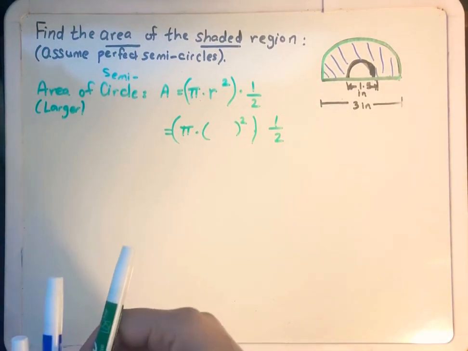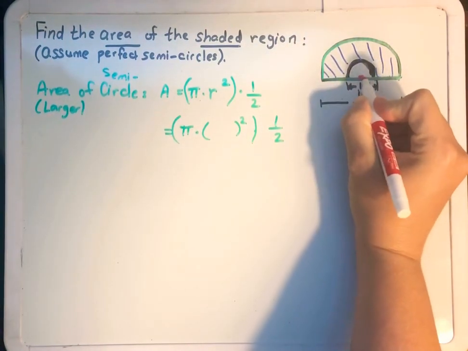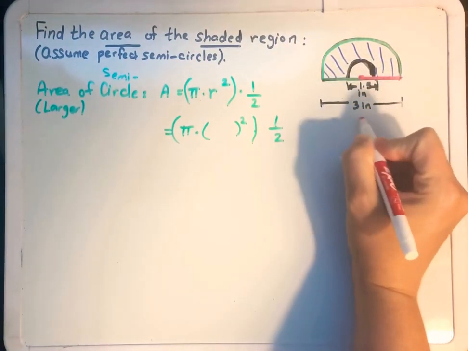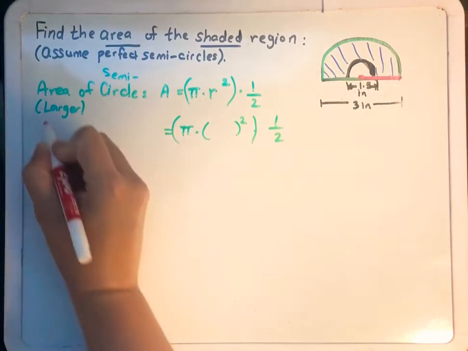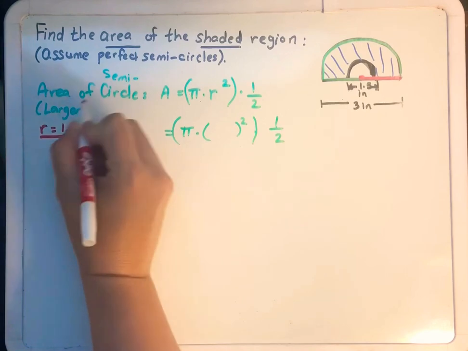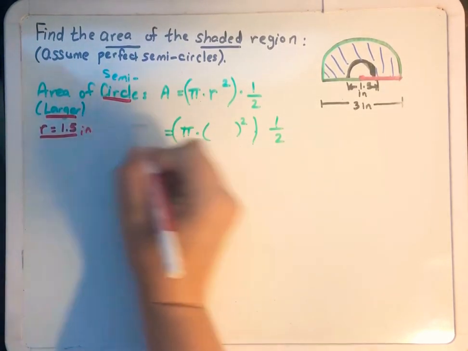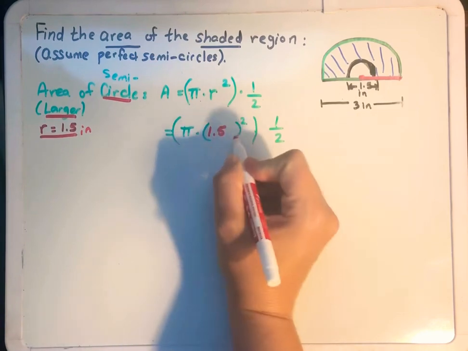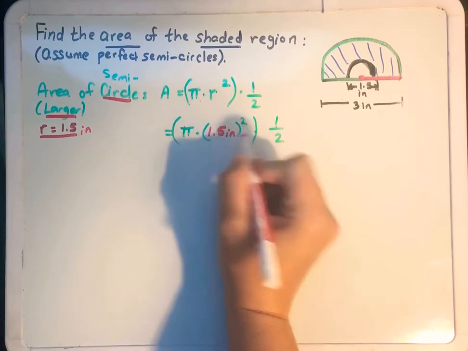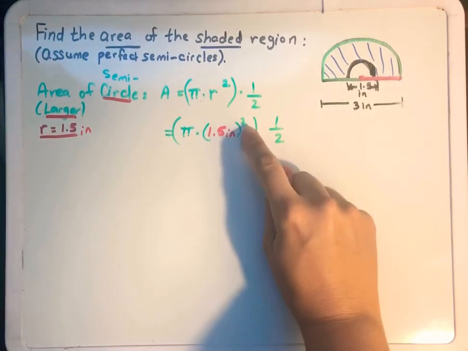So we can put our 1.5 inches here. We're talking about from here to here. The radius of this circle is 1.5. The radius of this larger circle. So 1.5 inches. And I'm going to go to my handy dandy calculator, and I'm going to type in 1.5 times 1.5. That's what it means to square something.